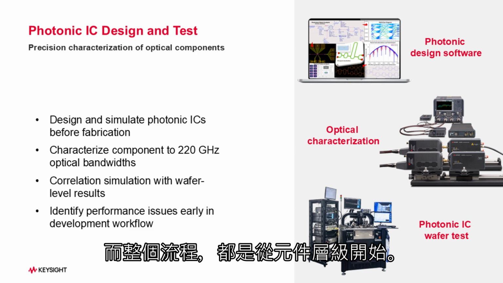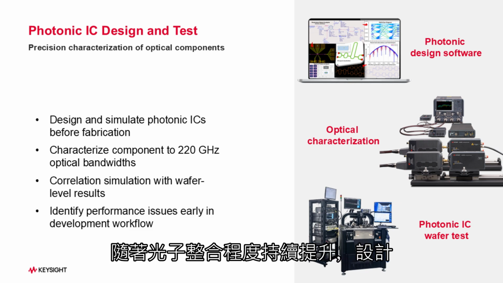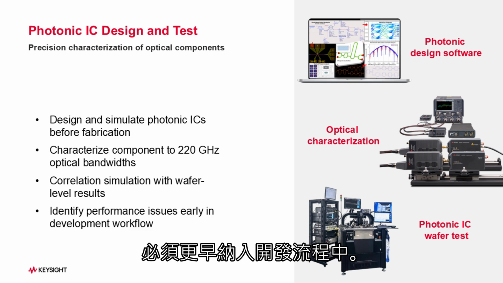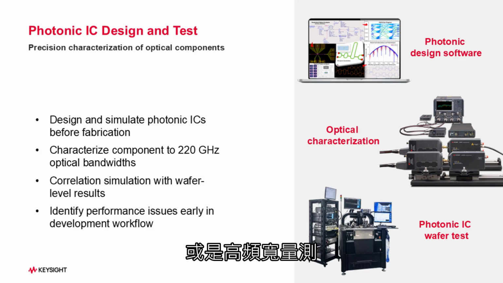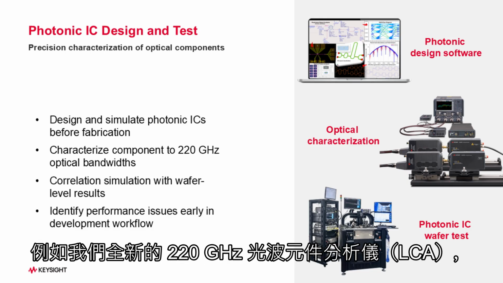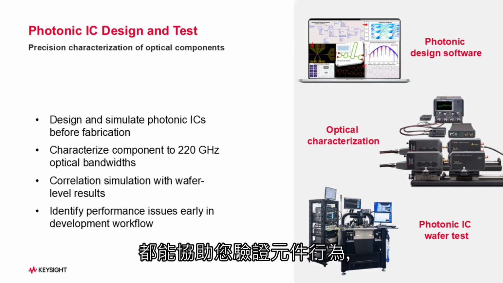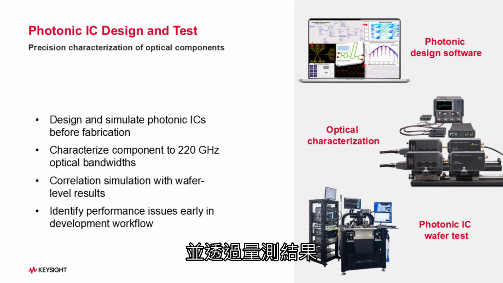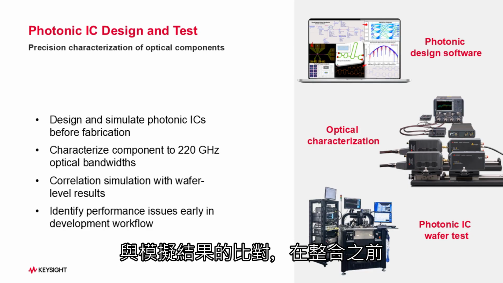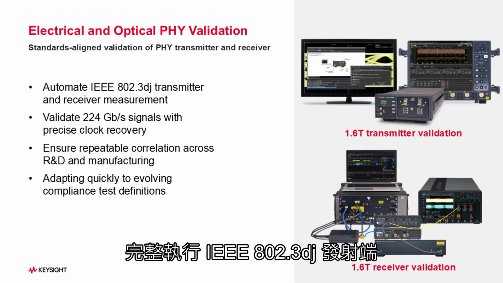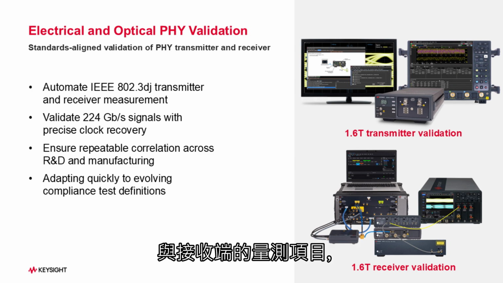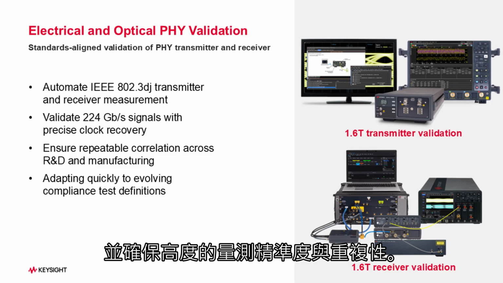It really starts at the component level. As photonic integration increases, design and characterization become critical earlier in the process. Tools for simulating photonic IC designs, as well as high bandwidth measurement and device characterization, like our new 220 GHz Lightwave component analyzer, allow you to validate device behavior and identify performance limits before integration by correlating the measurements with the simulations. At the chip and module level, validation requires running a full set of IEEE 802.3 DJ transmitter and receiver measurements with a high degree of accuracy and repeatability.